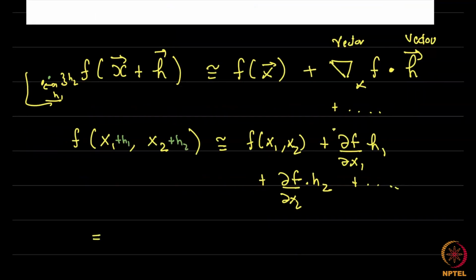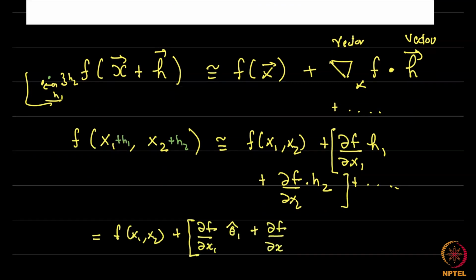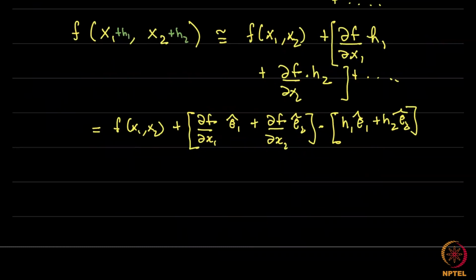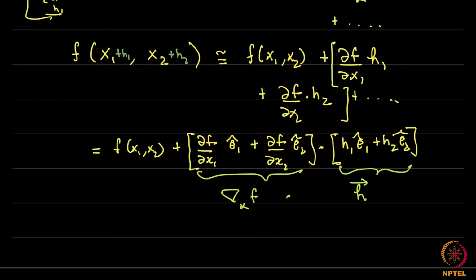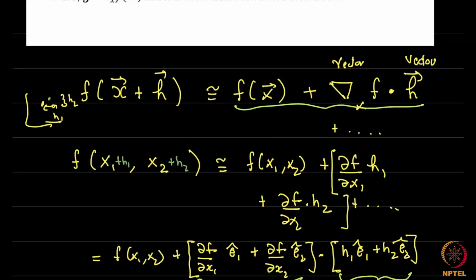Now, if you think about this, these two terms you can write as f of x1, x2 plus del f del x1 e1 cap, I'm going to write this as a vector, del f del x2 e2 cap, dotted with h1 e1 cap plus h2 e2 cap. Now this is nothing but the gradient of f with respect to x, and this is nothing but the h vector, which is what we wrote here. So you can see that what we have written makes sense.